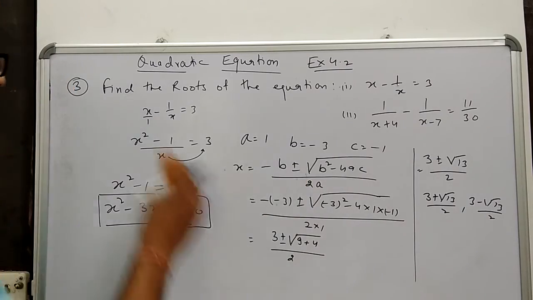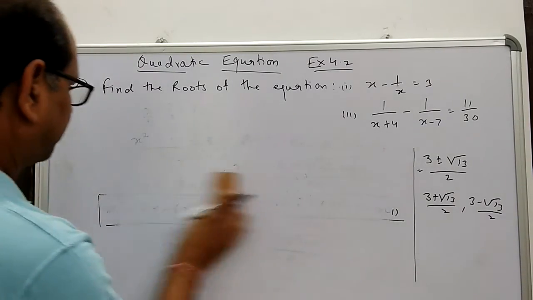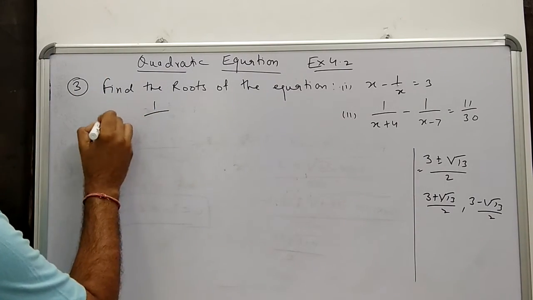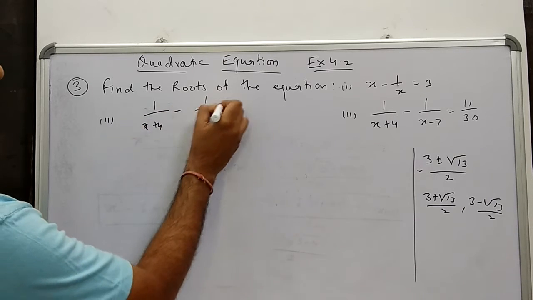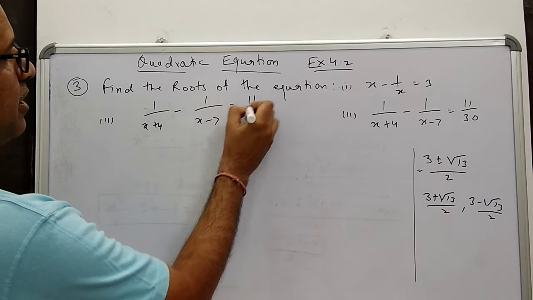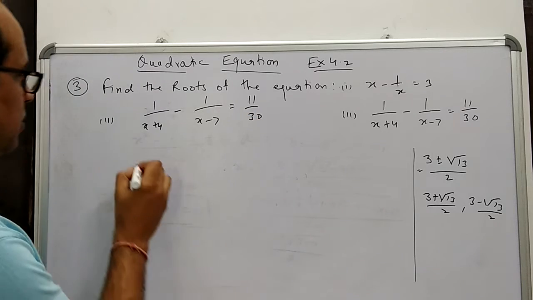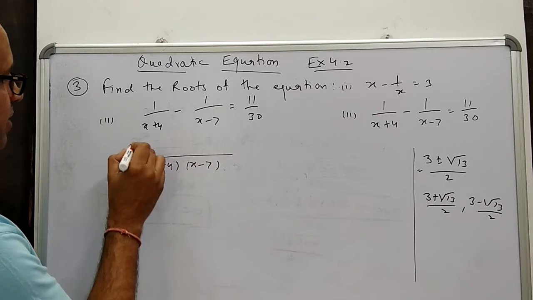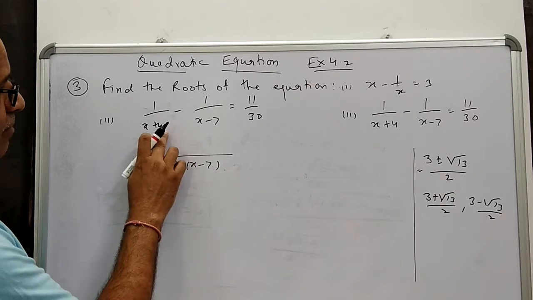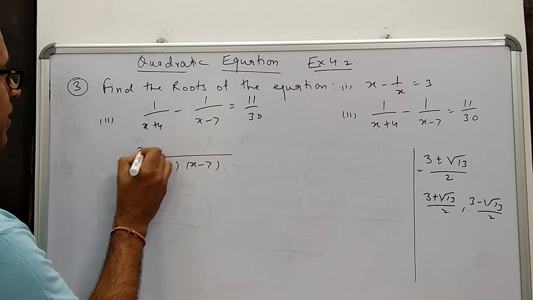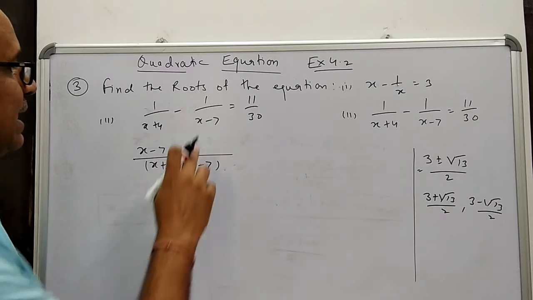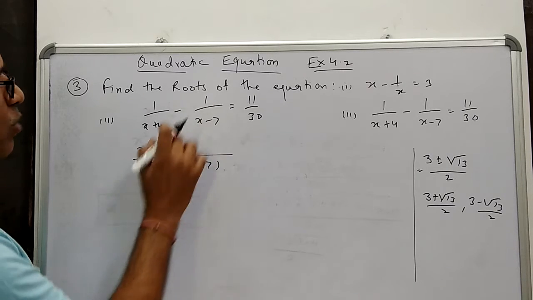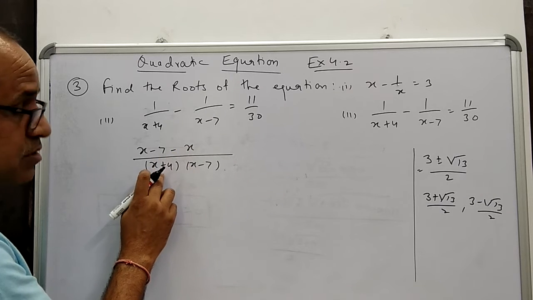Now the second part. In the second part now, please look here, see nicely. It is second part, 1 upon x plus 4 minus 1 upon x minus 7 equals to 11 upon 30. So LCM is x plus 4 and x minus 7. When you divide the LCM by x plus 4 it will cancel, and here it is x minus 7. Multiply this x minus 7 by 1 and x plus 4 by 1. So it is x plus 4.